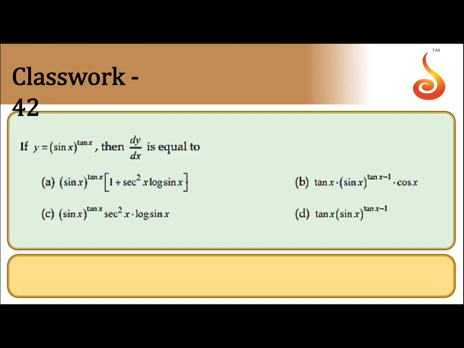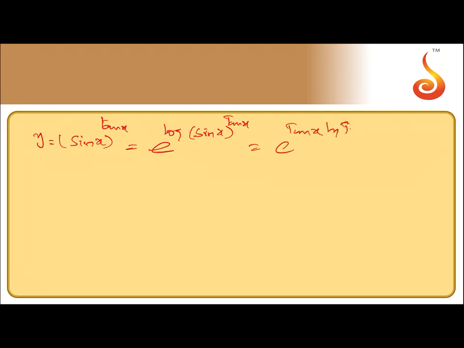Coming to the next one. Y is equal to sine x to the power of tan x, then dy by dx equals how much? Let us see. Y is equal to sine x to the power of tan x. That can be written as e power logarithm of sine x to the power of tan x. That is the same as e power tan x multiplied by logarithm of sine x.